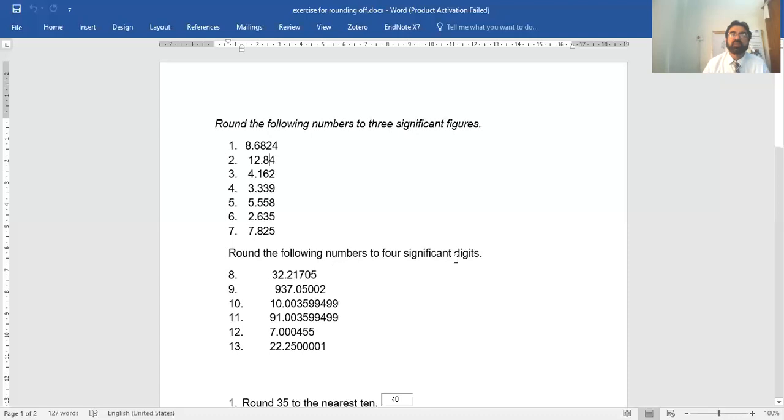Rounding the following numbers to 4 significant digits. The 4 significant digits will be 32.21. Now consider this one. If it is 7, it is more than 5, so you have to add 1 to 1. It will become 32.22. And 937.05002. You have to remove all these digits up to 4, and 937.05 will remain as 4 significant digits.